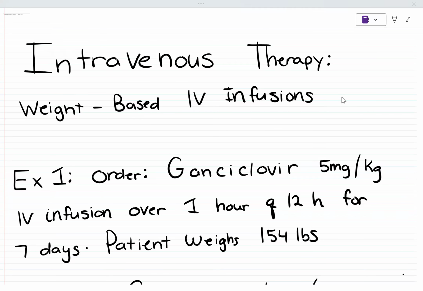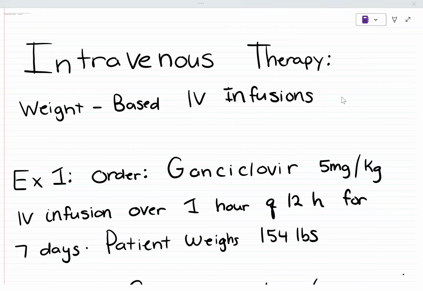Hello, in this video I will do some weight-based IV infusion dosage calculation. This is dosage calculation, and we're doing intravenous therapy and weight-based IV infusion. Okay, so let's just start with an example.